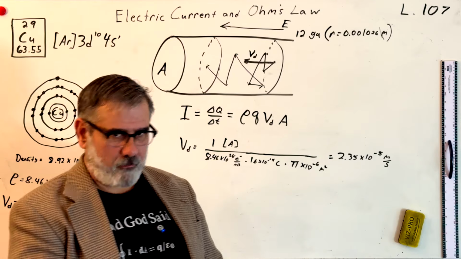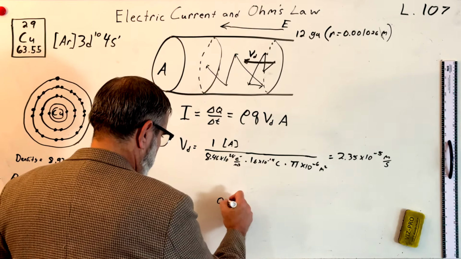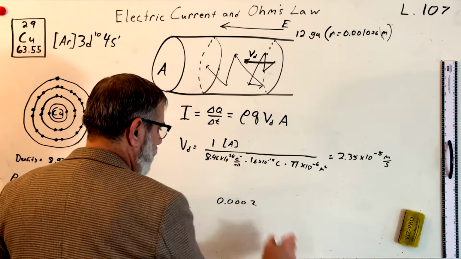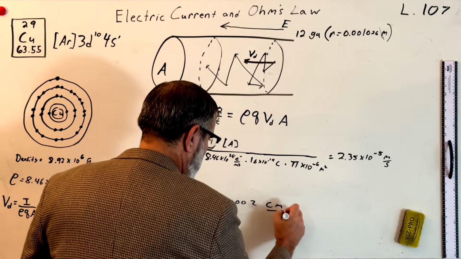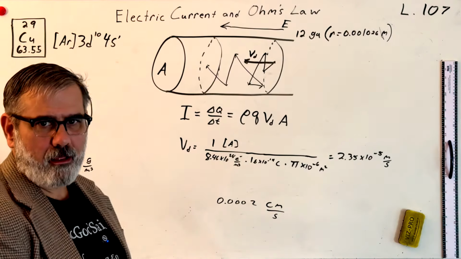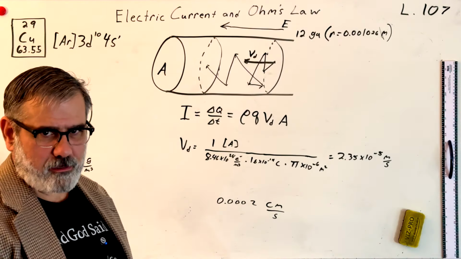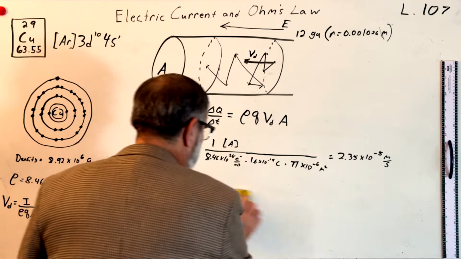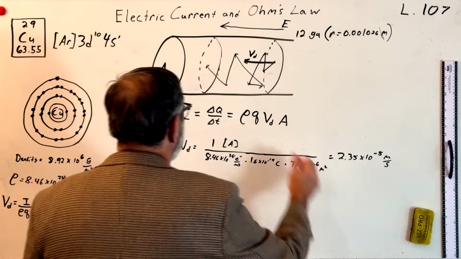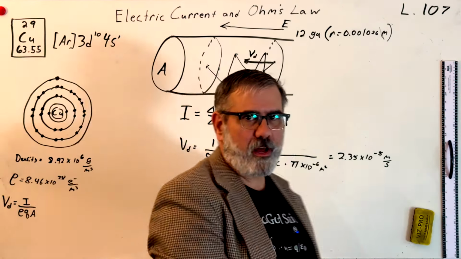That sounds slow. So 0.0002 centimeters every second, right? That's pretty slow, right? That's like a snail's pace. Is that surprising? It should be, right? Because wouldn't you figure that electrons are probably pretty fast-moving things?